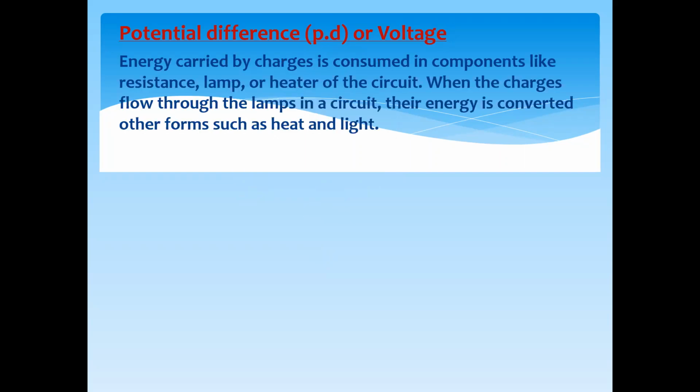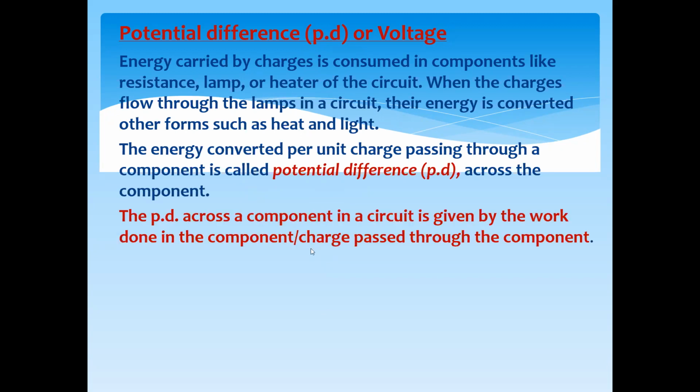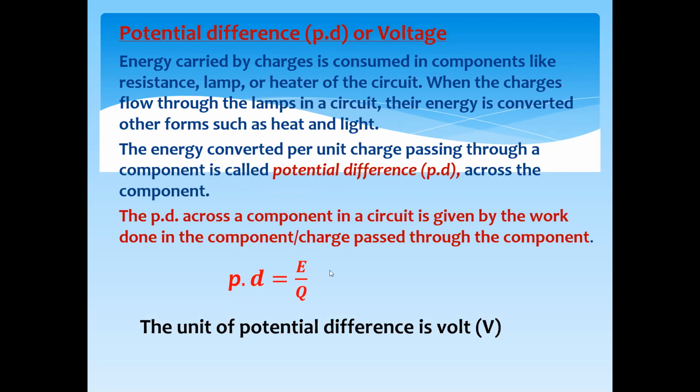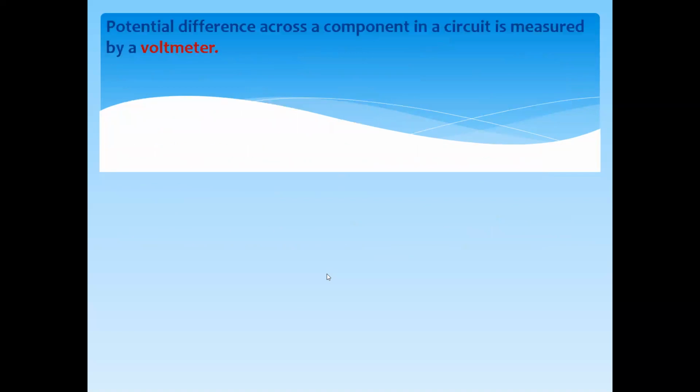When the energy carried by the charge is consumed in the component, so when the charge flows through the lamp in the circuit, its energy is converted to other forms such as heat and light. So the energy converted by 1 coulomb of charge is known as potential difference or PD. Potential difference is given by the work done in the component by the charge when the charge is passing through the component. The potential difference is also energy divided by charge. Unit is joules per coulomb or volts. So EMF and potential difference both have the same units.